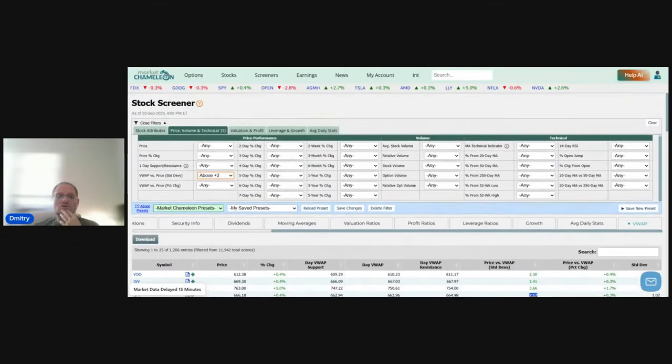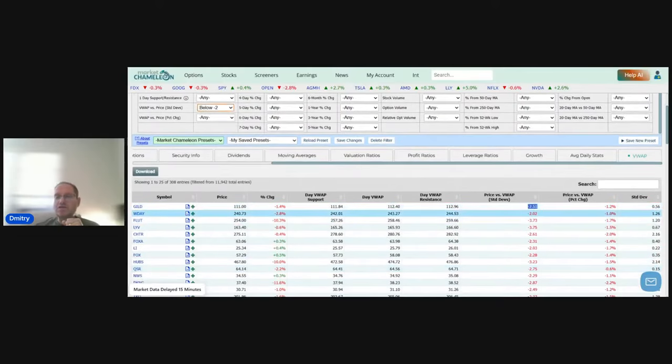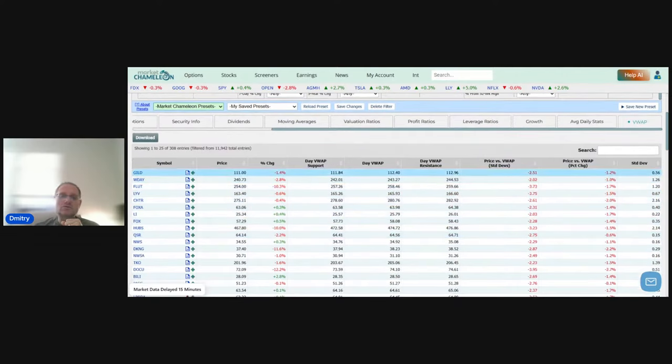Same thing if we wanted to go below, things that fell by more than 2 standard deviations, we could click on this. Now these are showing weakness, right? These are a list of stocks that are falling. The C111 compared to its day's VWAP by more than 2 standard deviations. So these are showing weakness.